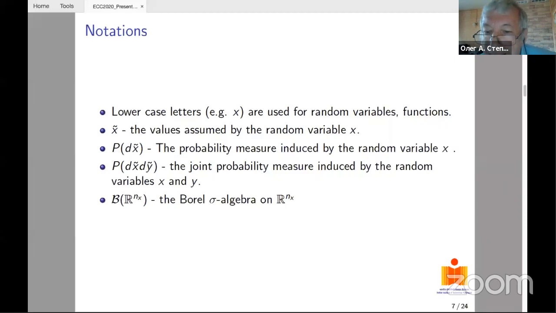The notations in the current work are as given. Lowercase letters, for example x, are used for random variables and functions. X tilde denotes the values assumed by the random variable x. P of dx tilde denotes the probability measure induced by the random variable x. P of dx tilde dy tilde denotes the joint probability measure induced by the random variables x and y. B of R and x denotes the Borel sigma algebra on R and x.